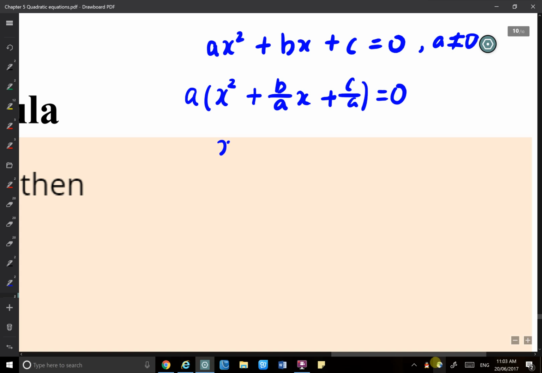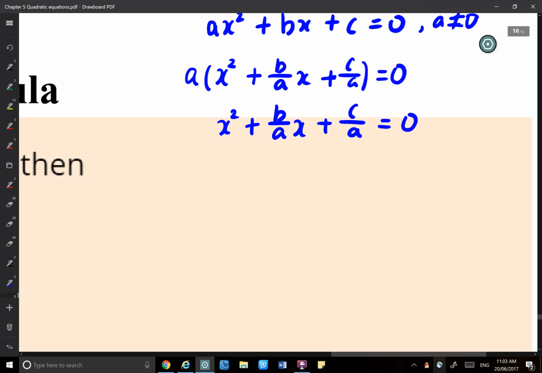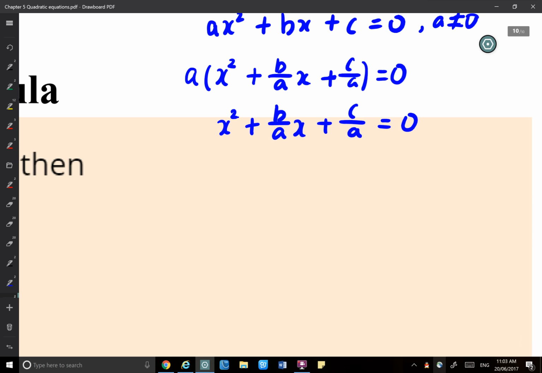And we can divide by a on both sides. We basically just solve for that, and we want to complete the square for this expression. So how can we complete the square for that?